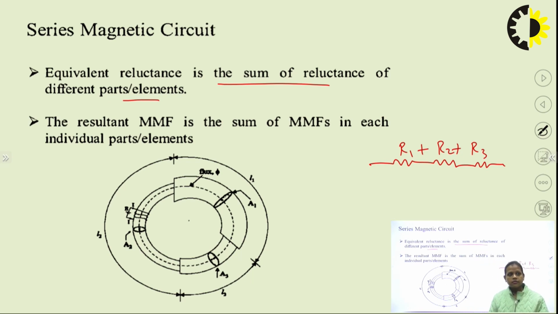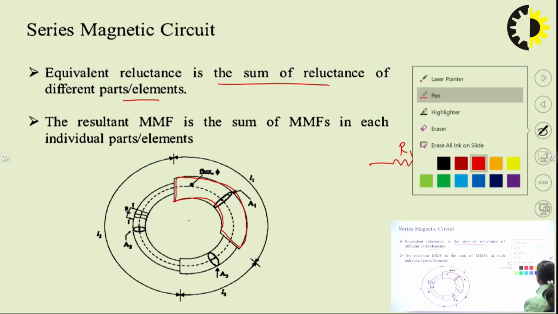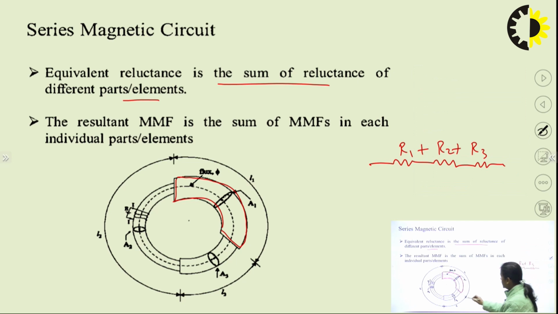Then the resultant MMF is the sum of the MMFs in each individual part or element. Suppose here, this is a composite series circuit. If we see this part, we can see the area of cross section and length compared to this section.